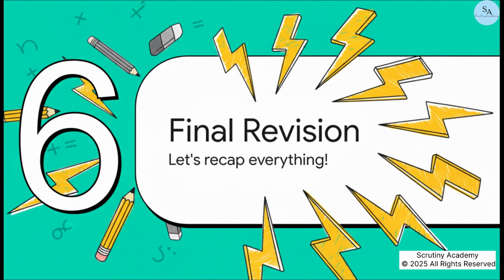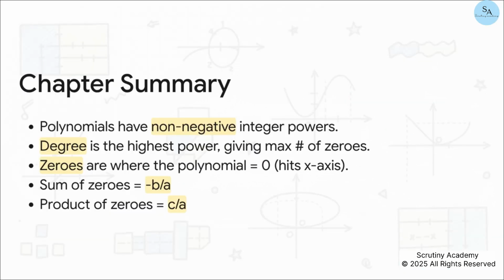Now, to make sure all this information sticks in your brain, we're going to do a super fast lightning round revision. Ready? Let's go. Here it is, the entire chapter in a nutshell. Rule 1, powers must be whole numbers. Rule 2, the degree is the highest power and tells you the max number of zeros. Rule 3, zeros are where the graph hits the x-axis. And finally, for quadratics, remember the 2 golden formulas. Sum is negative b over a, product is c over a. That's the core of it all.